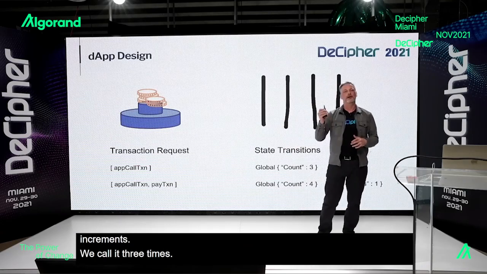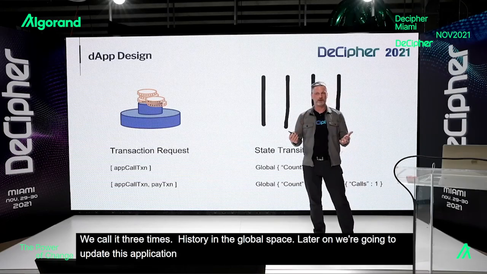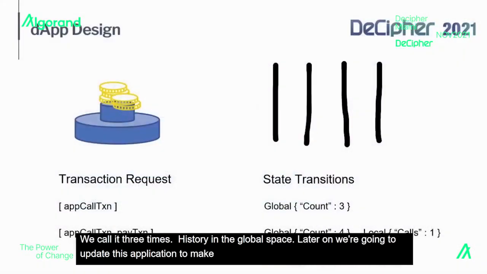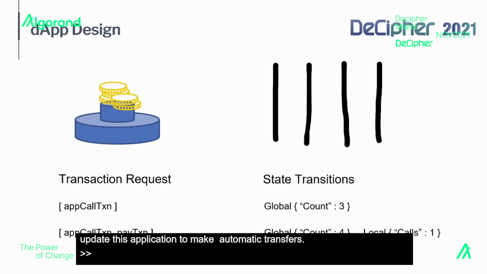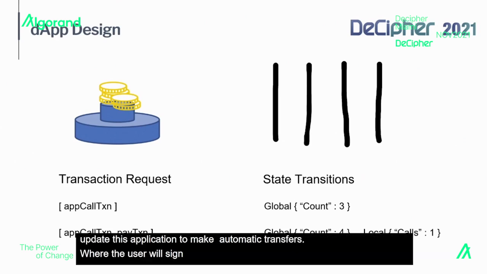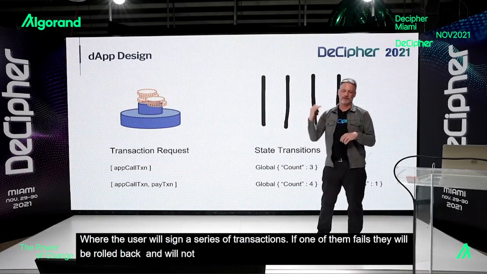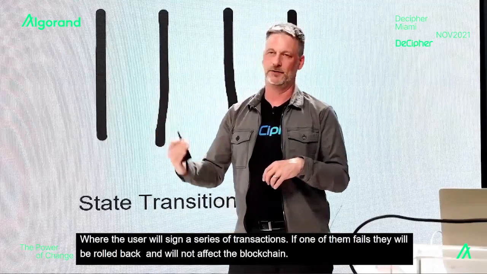Later on, we are going to upgrade this application and do atomic transfers. This is actually more of a common use case for dApps, in that they are going to require the end user to sign a series of transactions, an atomic transfer. And we know that all of those transactions must succeed, or if any of them fail, all of the intermediate state transitions that had happened would be rolled back, and none of them will in fact be affected onto the blockchain. So we'll see the transaction request here as an app call plus a payment transaction.